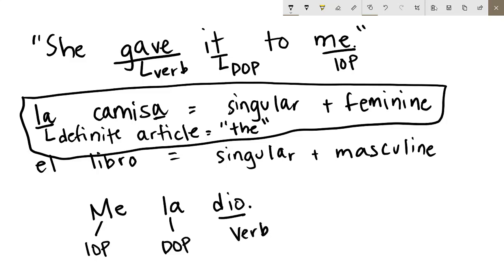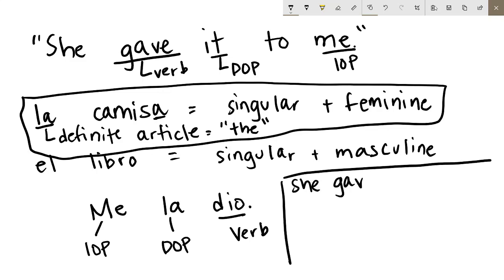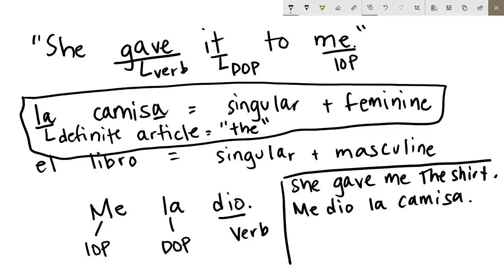And inside that verb, you see the conjugation tells me it's a he, she, or it doing the giving, or who has done the giving. So, what am I forgetting here? Again, that la is how we would express la camisa as an it. Like I could easily say, she gave me the shirt. In Spanish, me dio la camisa. There's nothing wrong with that sentence.